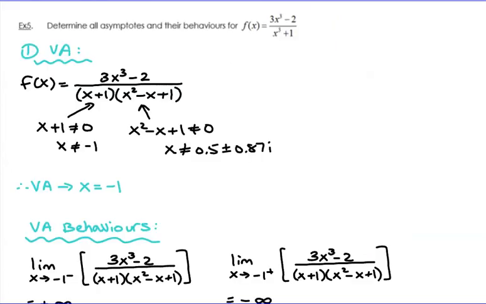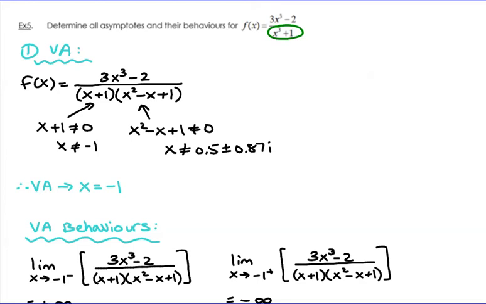Okay, so example number 5, and then I have a little tiny bit of a smaller question. Determine all asymptotes and their behaviors for the following function. So again, vertical asymptotes: look at the bottom, see if you can factor that. In this case, I think it's called a difference of cubes. Sorry, I didn't write that right. I think that is factorable, I just don't remember it myself.